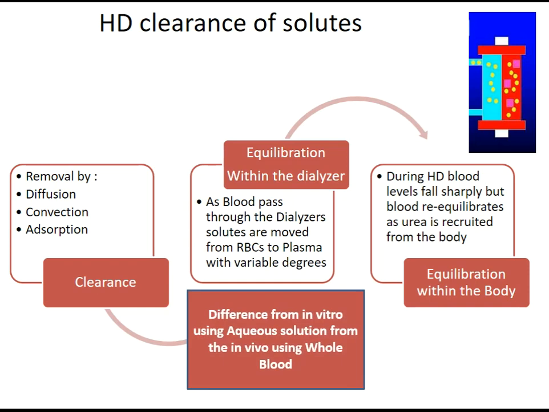There is a difference between in vitro testing using aqueous solution and in vivo testing using whole blood. For example, measuring urea in vitro is nearly the same as in vivo because urea equilibrates faster from red blood cells to plasma inside the dialyzers, while creatinine equilibrates very slowly, so we can find a 20% drop of clearance from the manufacturing data.